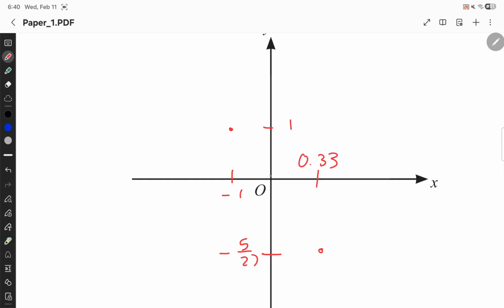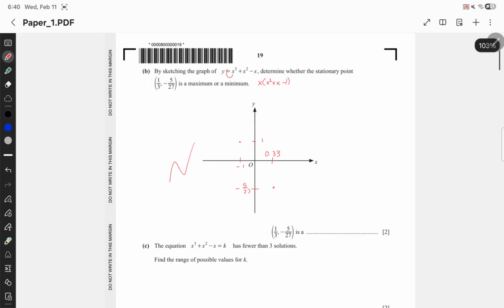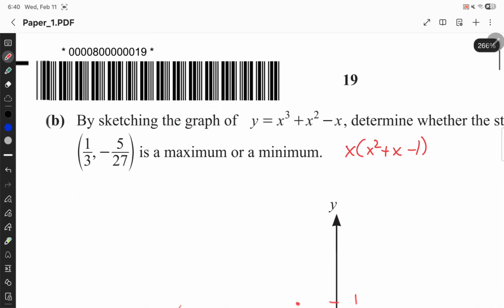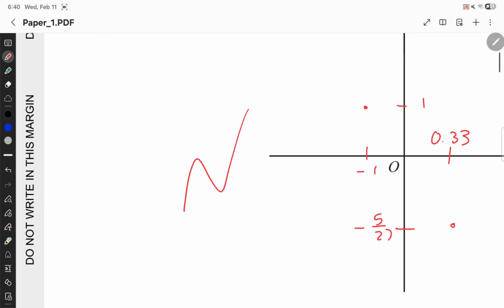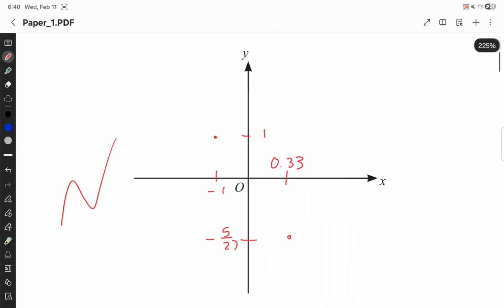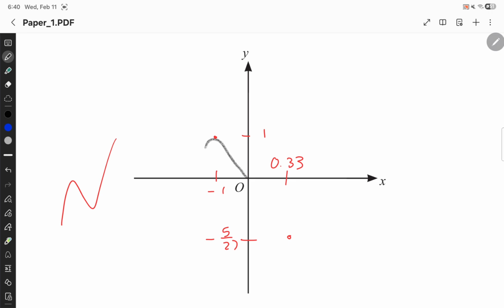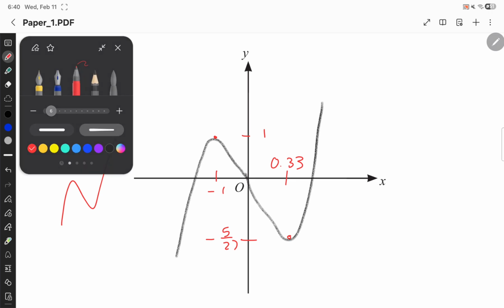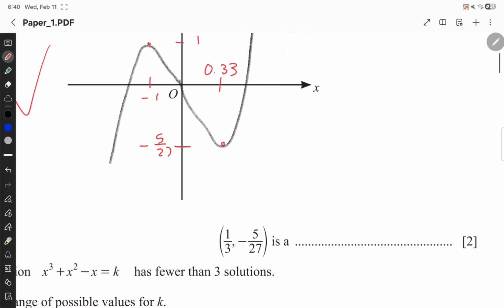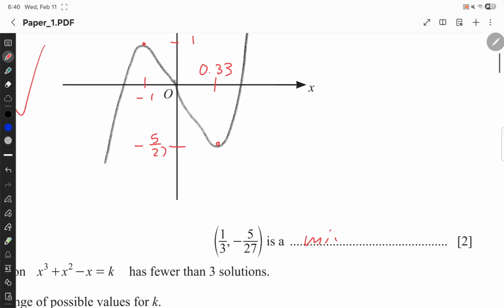Now this will be an n-shaped graph, a positive cubic graph. Why? Because the coefficient of x cubed is positive, so it will be like an n shape. And so we can just draw an n shape with our pencils. Remember, with our pencils. So by looking at this, we can see this is a minimum point.